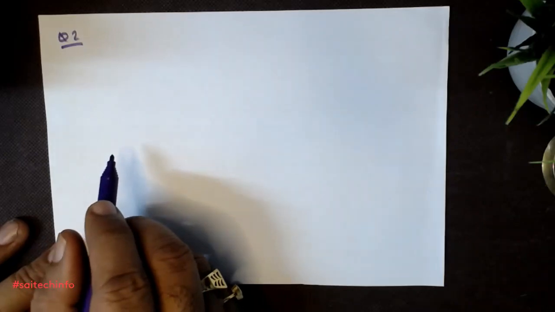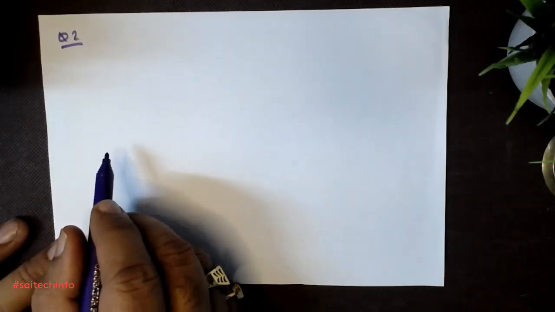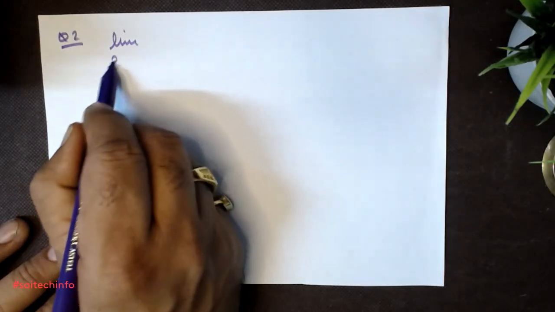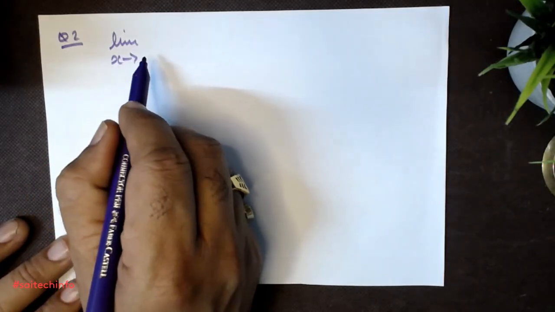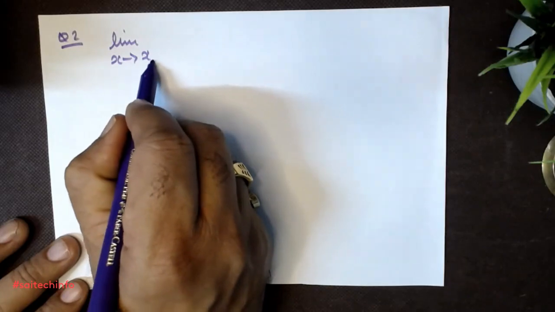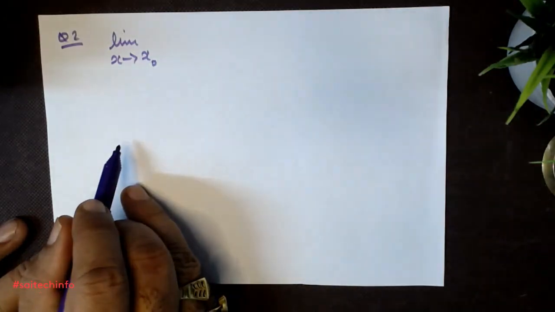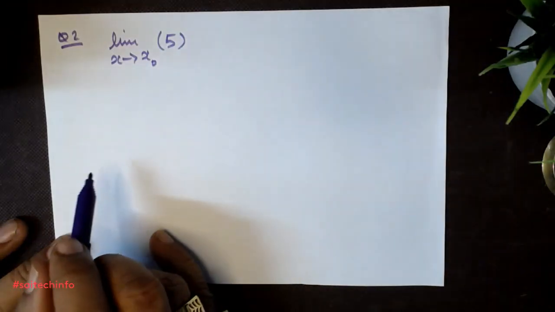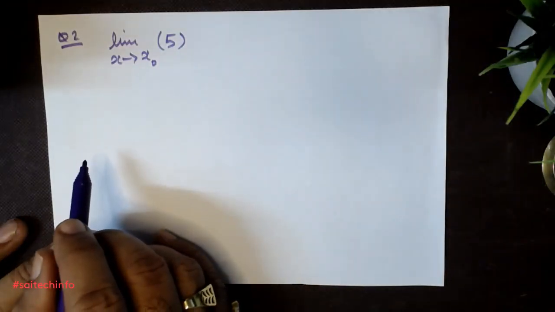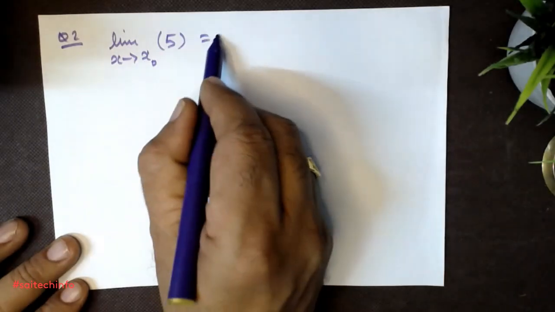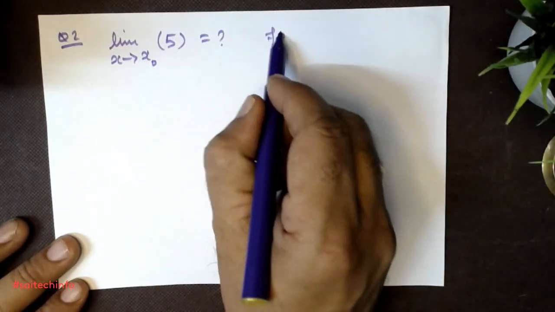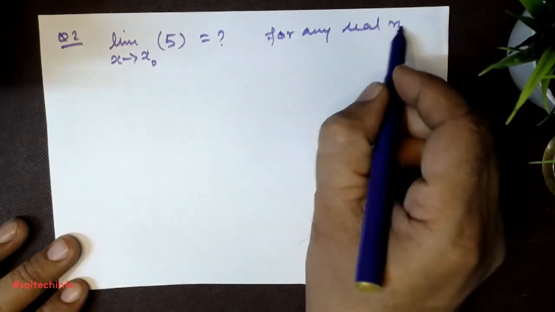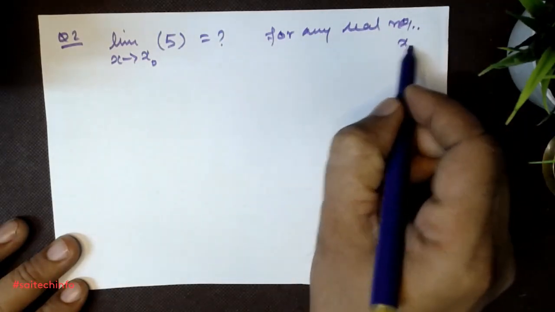Calculate the limit as x tends to x naught of 5, for any real number x naught.